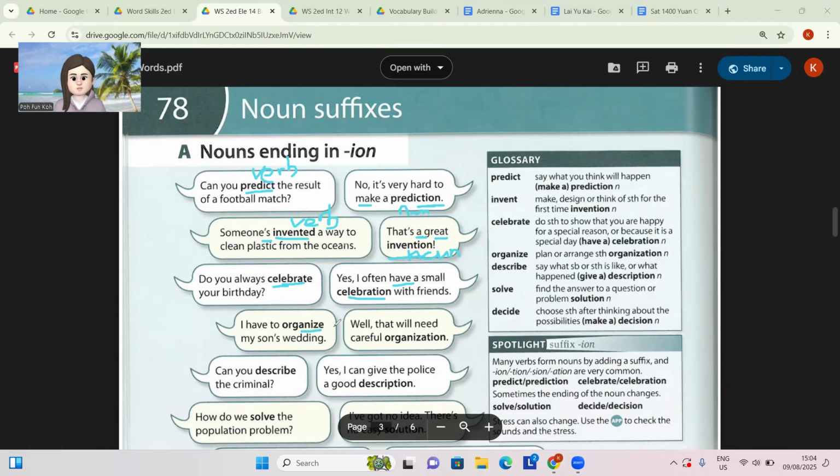Next one, I organize my son's wedding. I have to organize. Verb. And how do we use a noun, organization? That will need careful organization. After an adjective, that will need careful organization. Can you describe? I can describe. I describe a criminal. And then description we use as a noun. Give is a verb, so we put a verb in front of a noun. Give description.